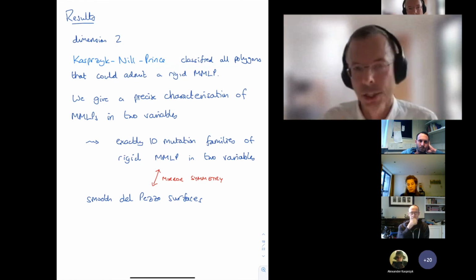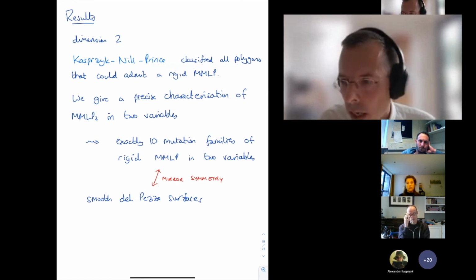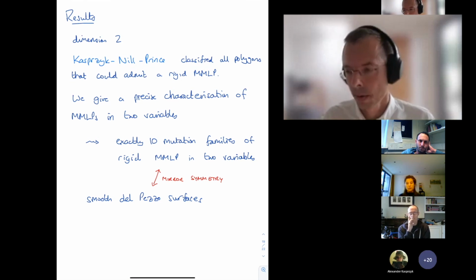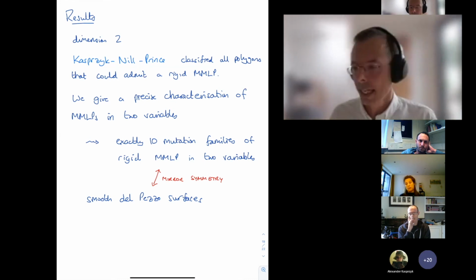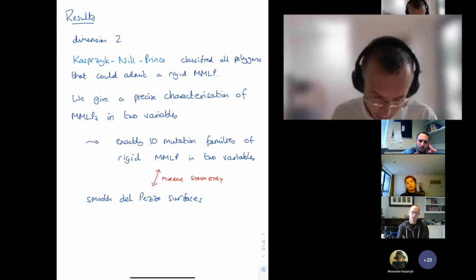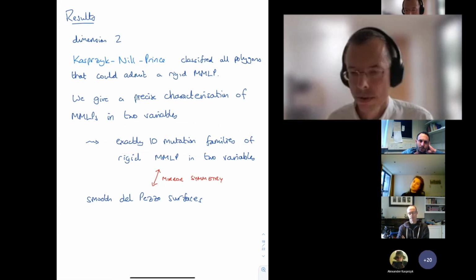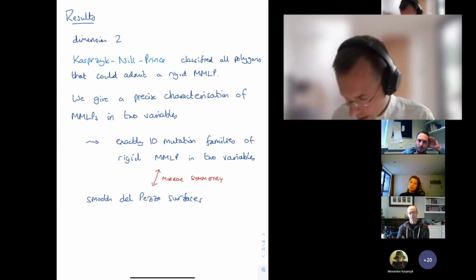So in dimension 2, Kasprzyk and Neal and Prince classified all polygons that could possibly admit a rigid maximally mutable Laurent polynomial. And then in our recent paper, we gave a precise characterization of MMLPs in 2 variables. And if you combine those, you discover there are exactly 10 mutation families of rigid MMLP in 2 variables. And those correspond exactly with the smooth del Pezzos.